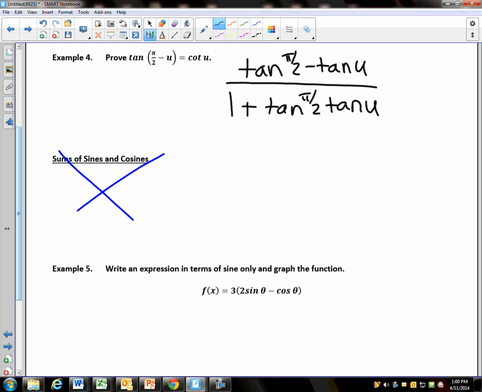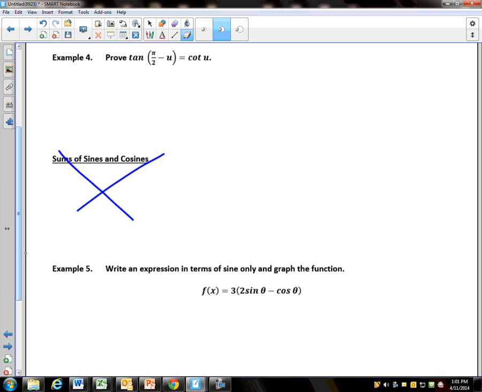Look at your sheet. What's the tangent of pi over 2? Undefined. Well, if I get an undefined result here, I can't get anywhere with this. So this is of no use to me. So I have to turn to a different method, and here is that method.